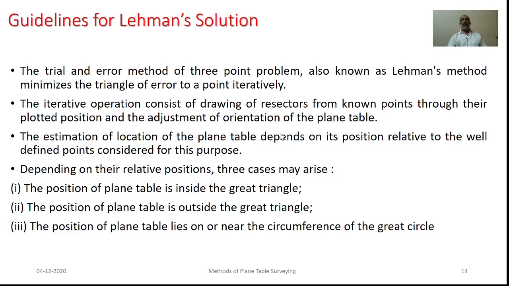The estimation of the location of the plane table depends on its position relative to the well-defined points considered for this purpose. Depending on their relative positions, there could be 3 cases. The first one is that the position of the plane table could be inside the great triangle. The position of the plane table could be outside the great triangle. The position of the plane table could be lying on the circumference of the great circle. Let's try to understand the meaning of this great triangle and great circle on the subsequent slide.